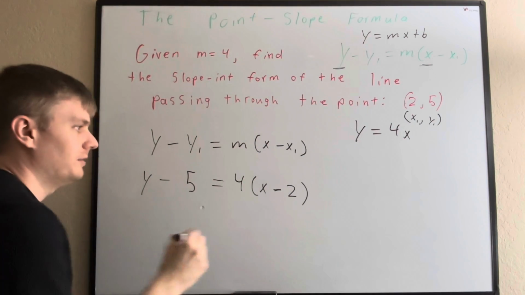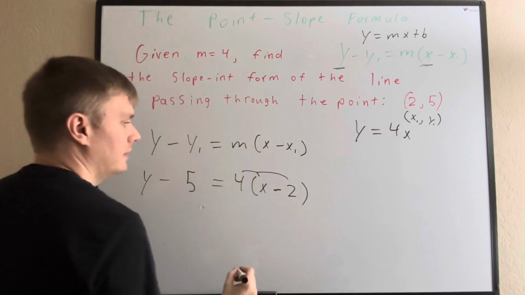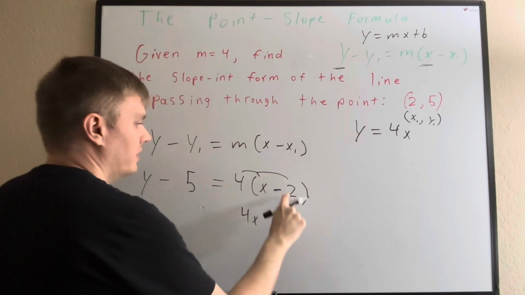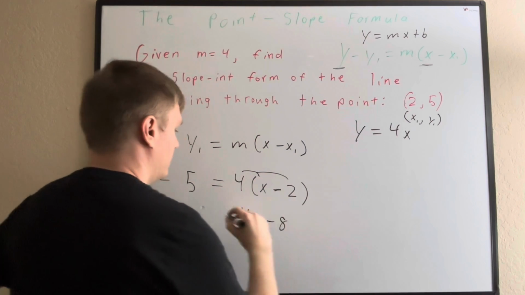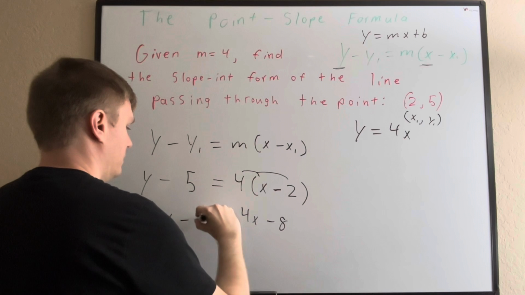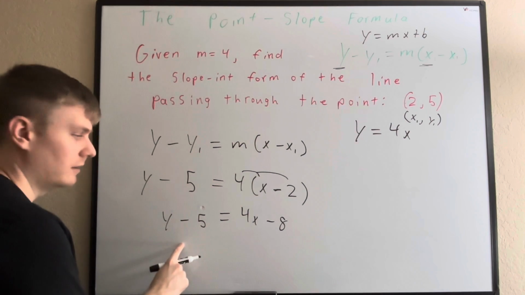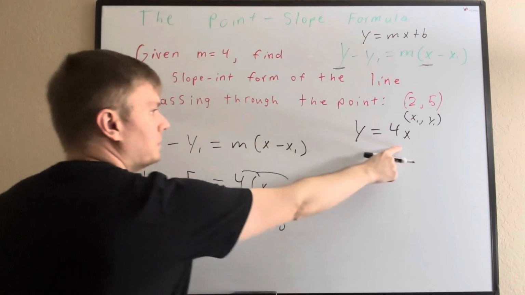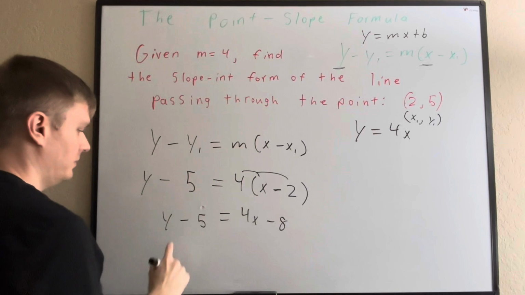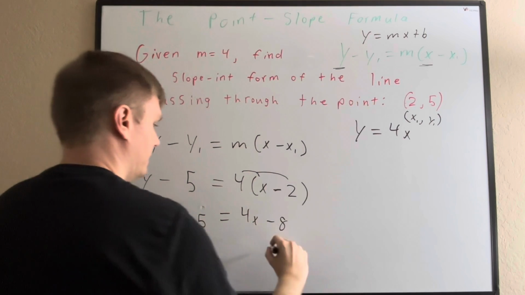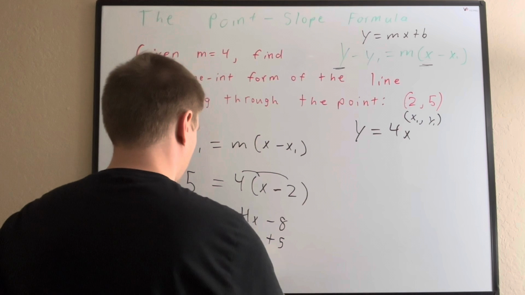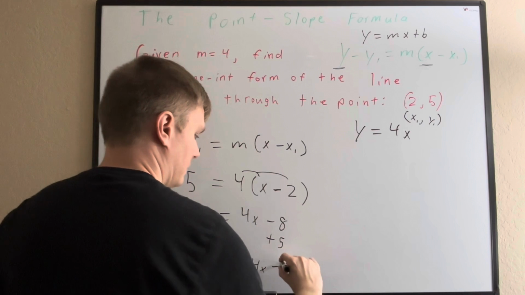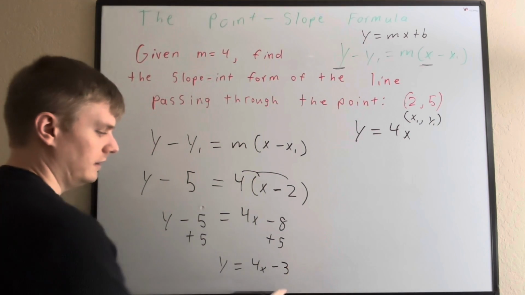So what do we do now? Good old distributive property, right? Got to multiply the 4 times that x, and multiply the 4 times the negative 2. Everything on the other side of the equal sign stays the same. Okay. Try to get the y by itself, right? Because we want the slope-intercept form. So we add 5 to both sides. Negative 8 plus 5, negative 3.